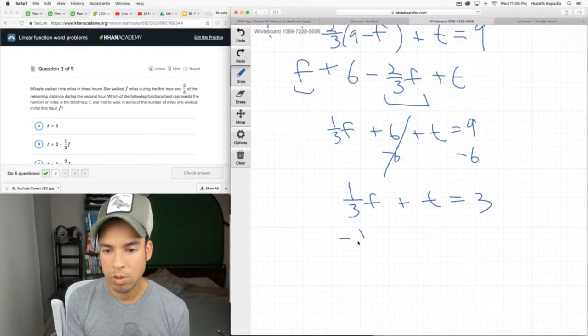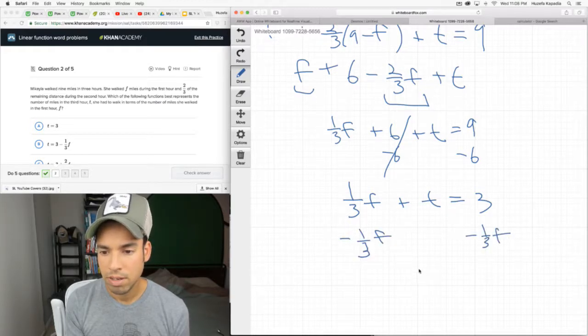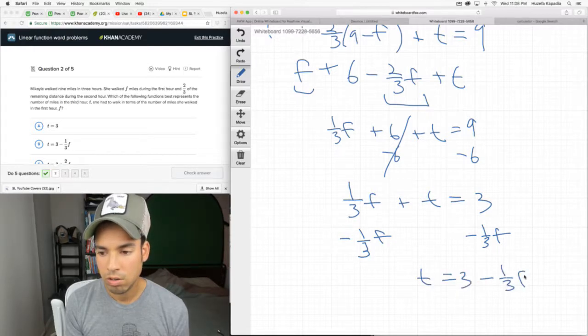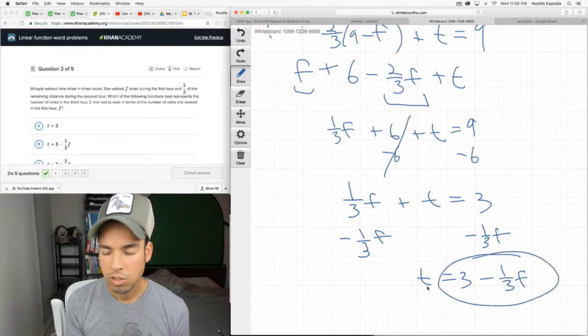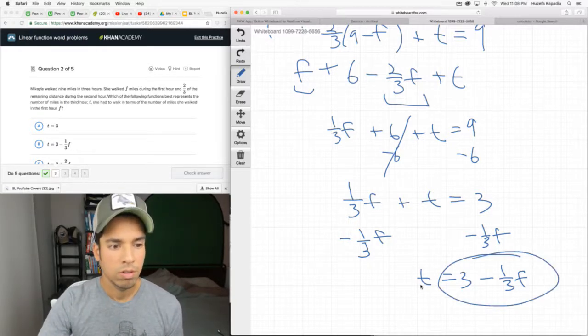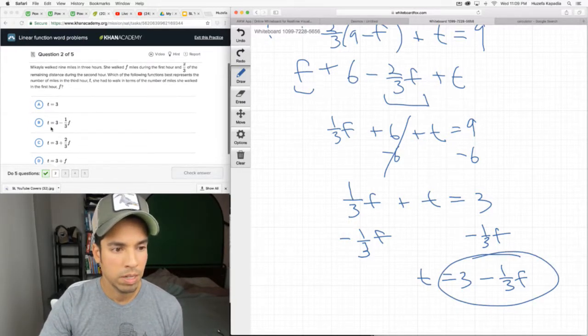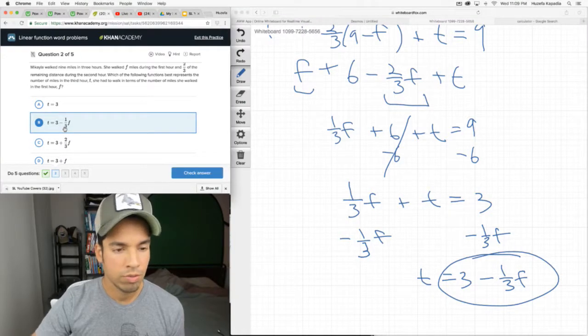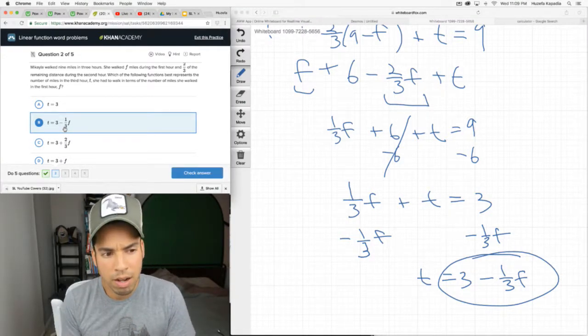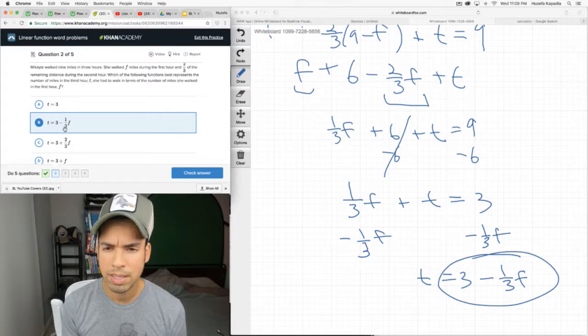And I'm going to subtract 1/3 F. T equals 3 minus 1/3 F. So that is our value. And it looks like it's B. Now, if I were doing this for real, I feel pretty confident, but when it really matters, you want to make sure that makes sense.